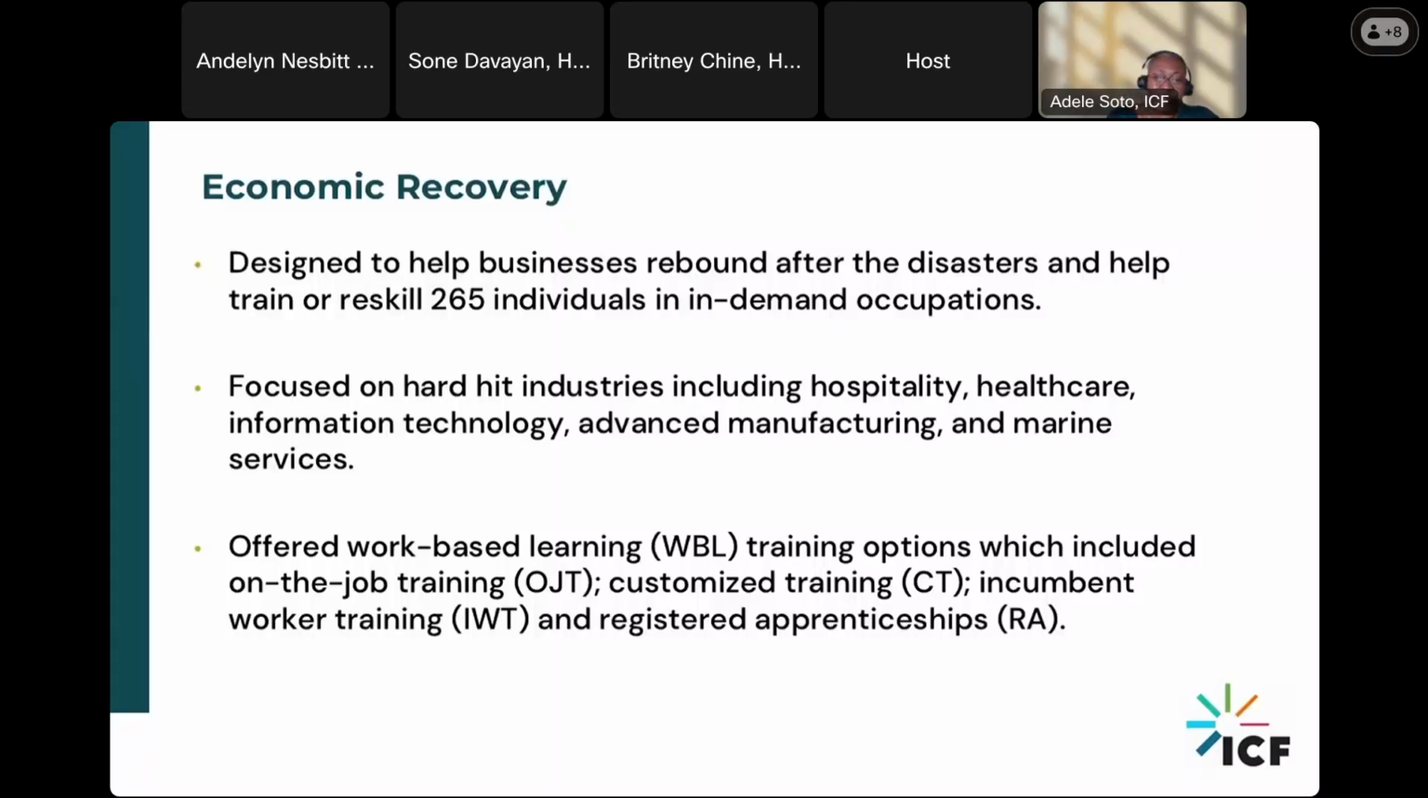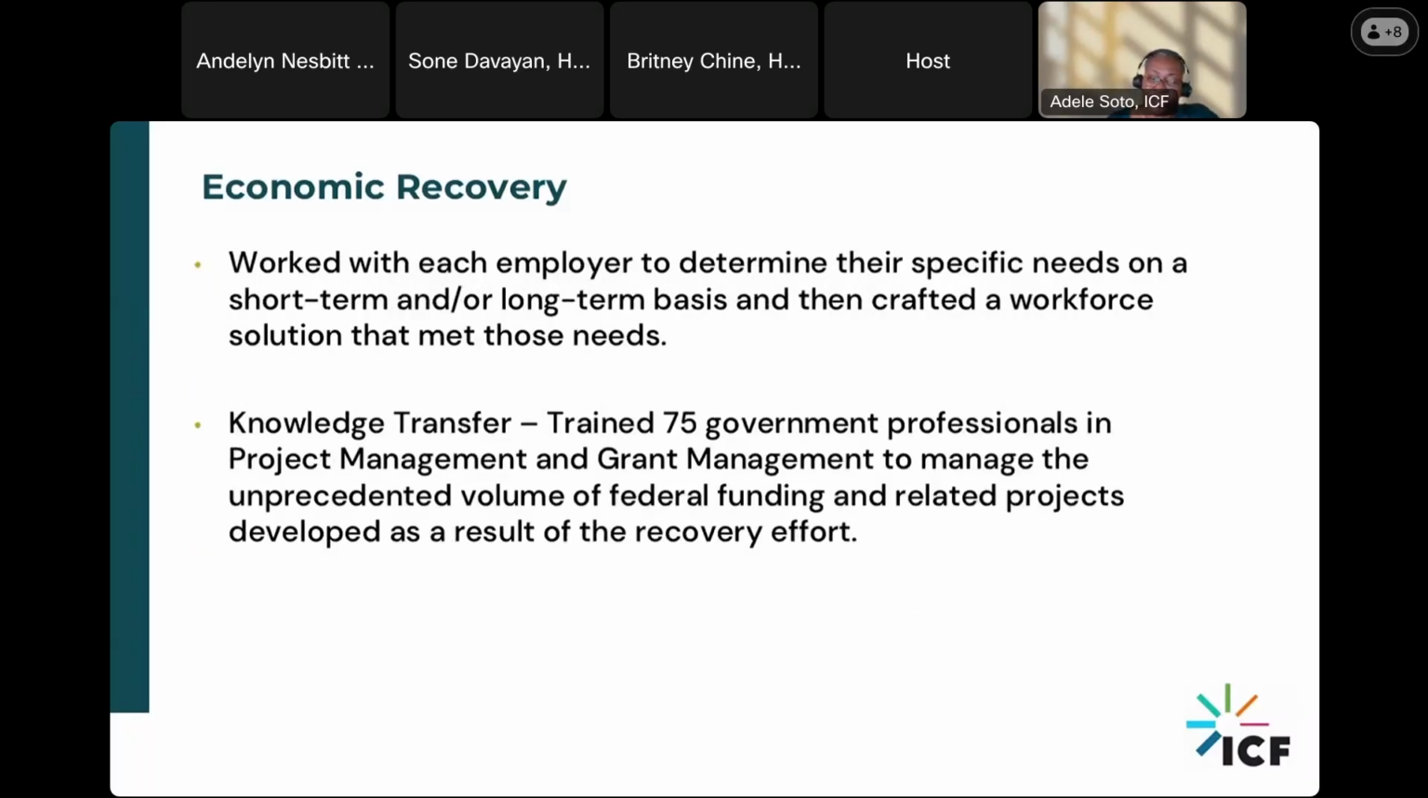Finally, government agencies were tasked with administering federal grants that aided in the overall recovery of the Virgin Islands. However, few had staff equipped to handle the level of effort required to manage federal grants and operations. To ensure widespread knowledge transfer, we offered training for 75 government workers in introductory courses for grants management and project management.